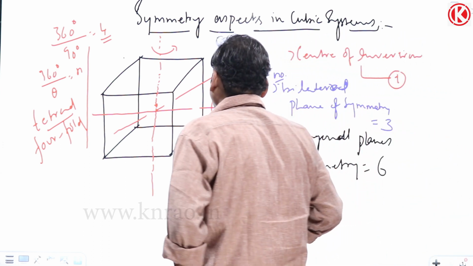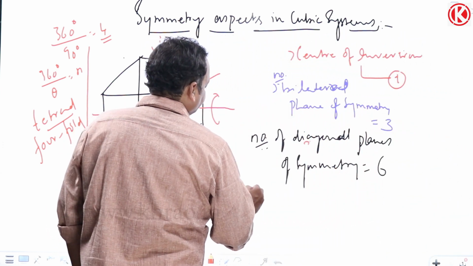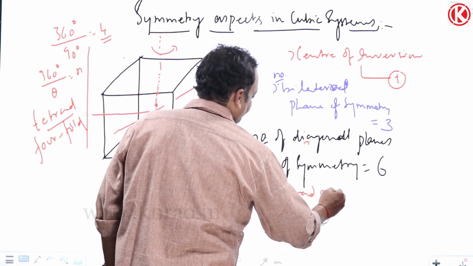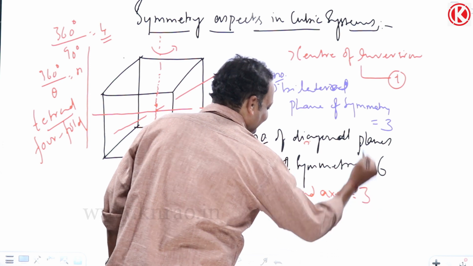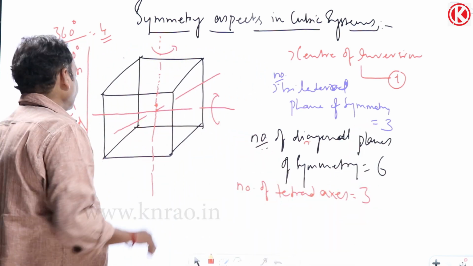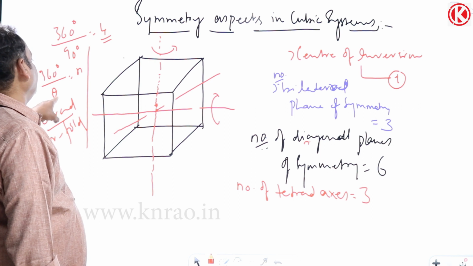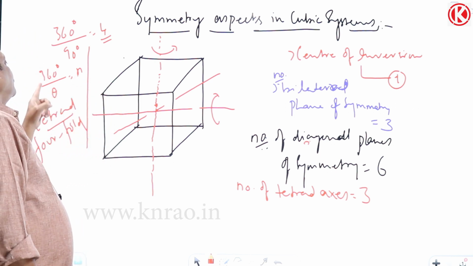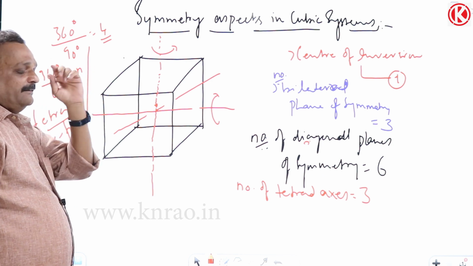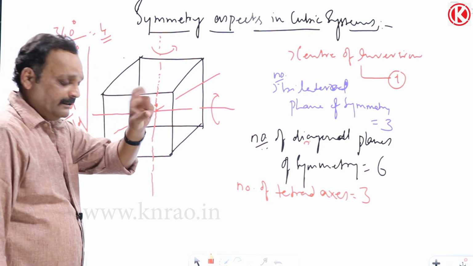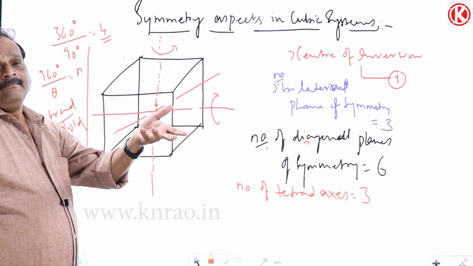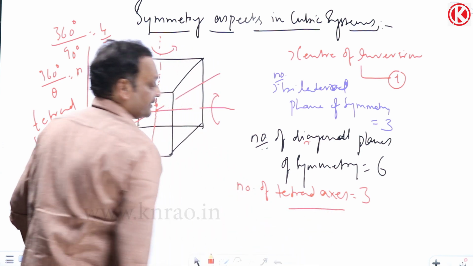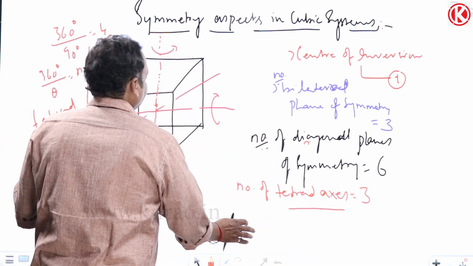So the number of tetrad axes is equal to 3. What is a tetrad axis? By definition, 360 degrees by theta equal to n. Tetrad means 4-fold axis of symmetry. Put n equal to 4, you will get theta equal to 90 degrees. Means every time I can rotate it through 90 degrees, like that 4 times. The cube appears the same every time, and you will complete one revolution. So this is one more symmetry aspect present in the cube. Next one.